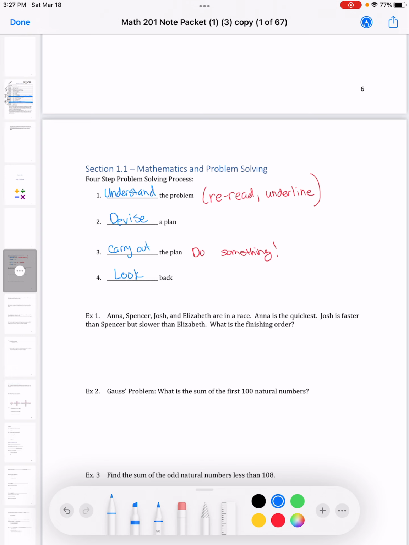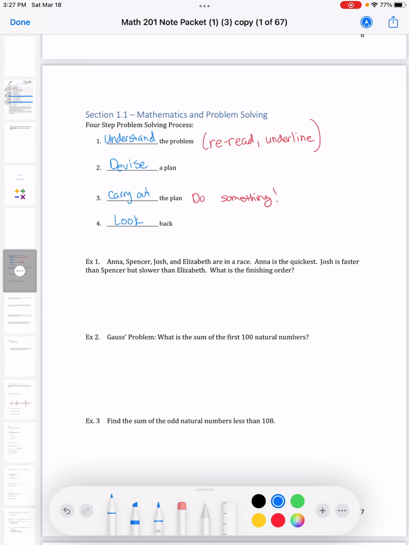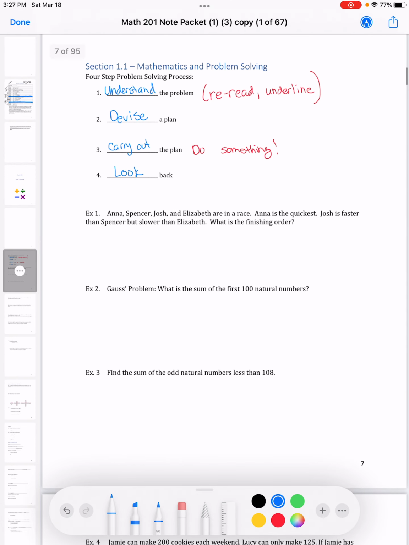All right, we're going to put this into context in some of these problems that we're going to do. So this first one, there's not a lot of work to show for it. As we go on with the other problems in this chapter, there will be work to do with them. And I promise I'll show work anytime that I can. So in problem number 1 here, Anna, Spencer, Josh, and Elizabeth are in a race. Anna is the quickest. So that means she's going to be in first place because it says Anna is the quickest. Josh is faster than Spencer.